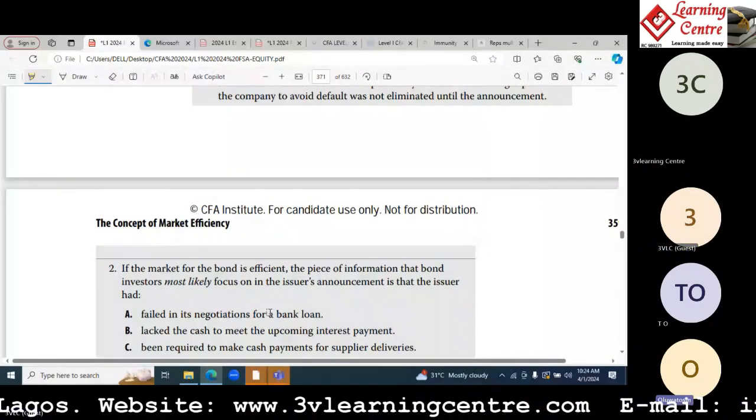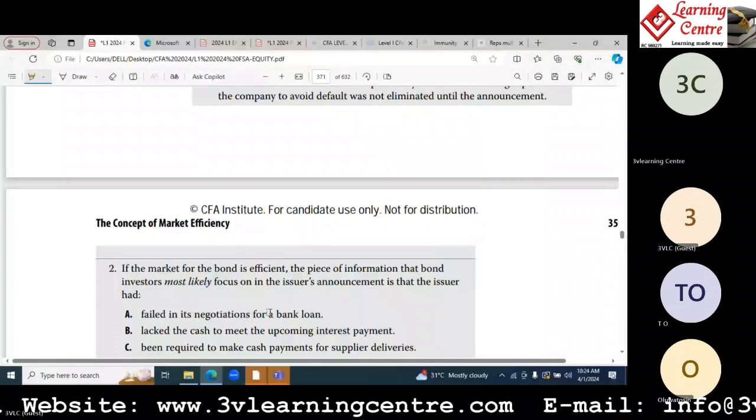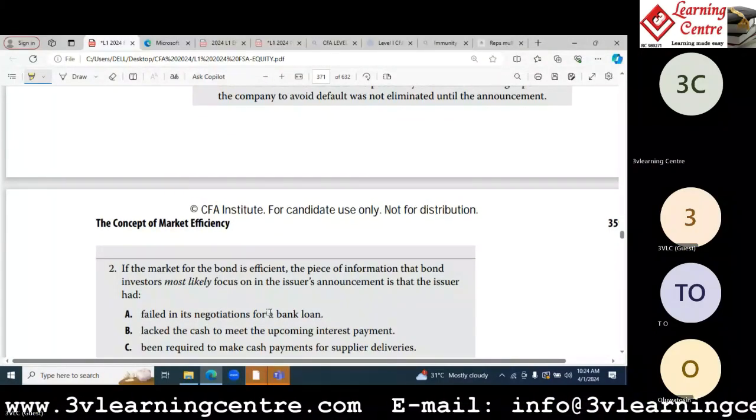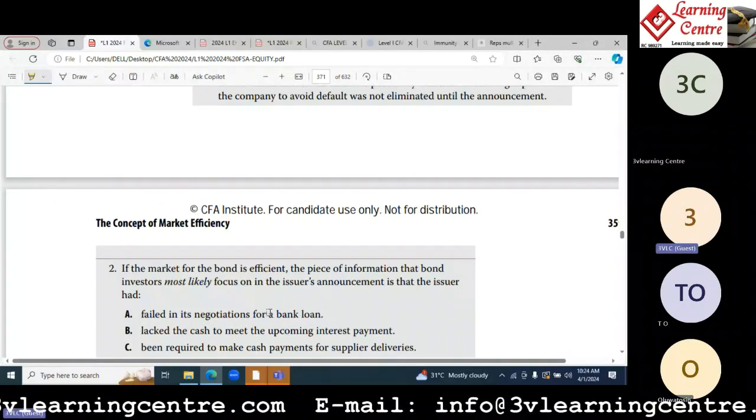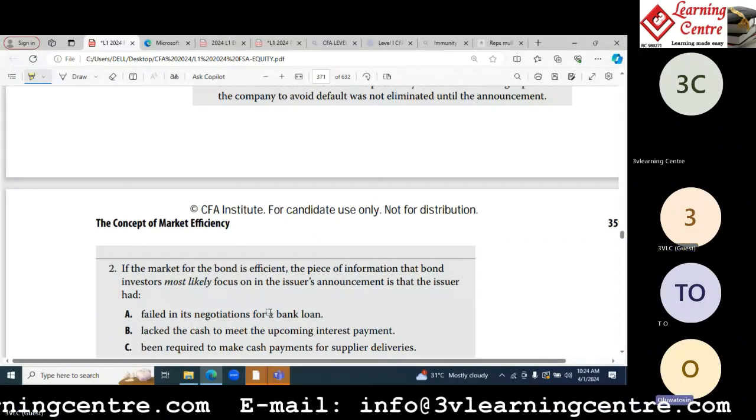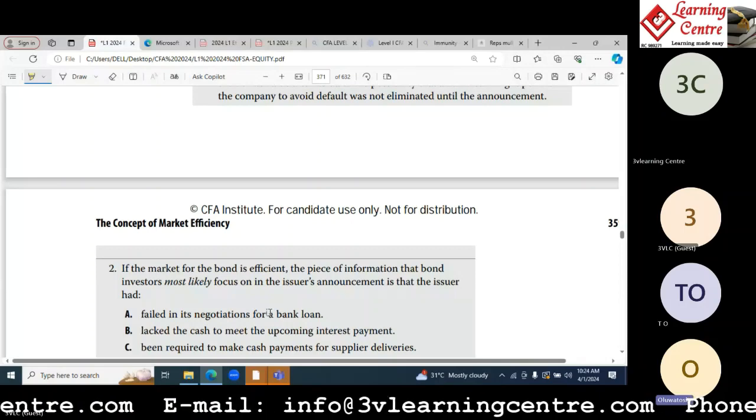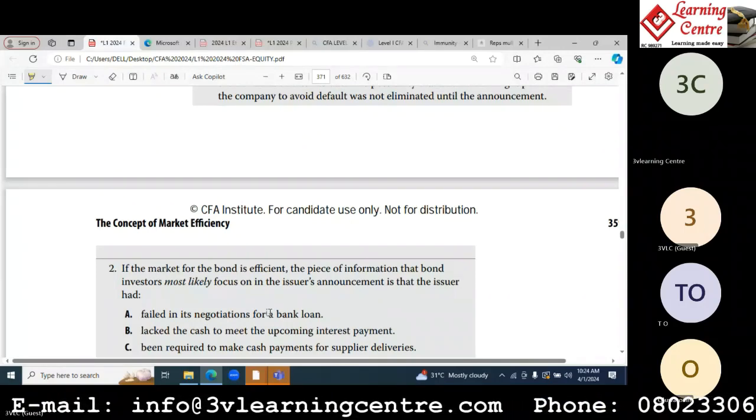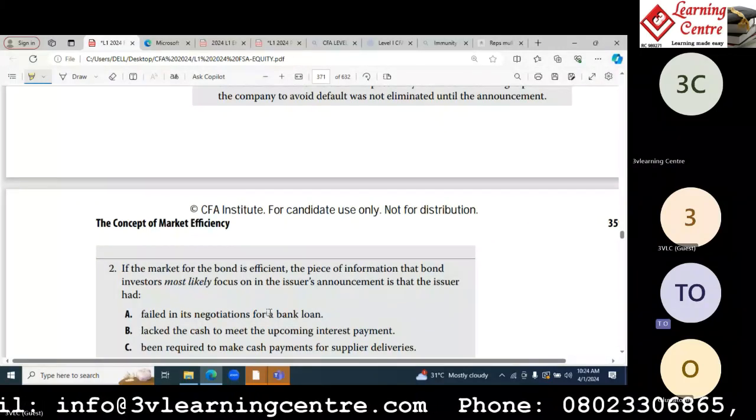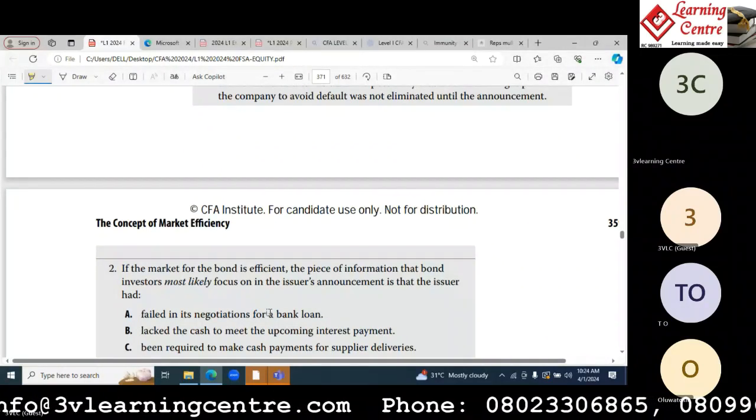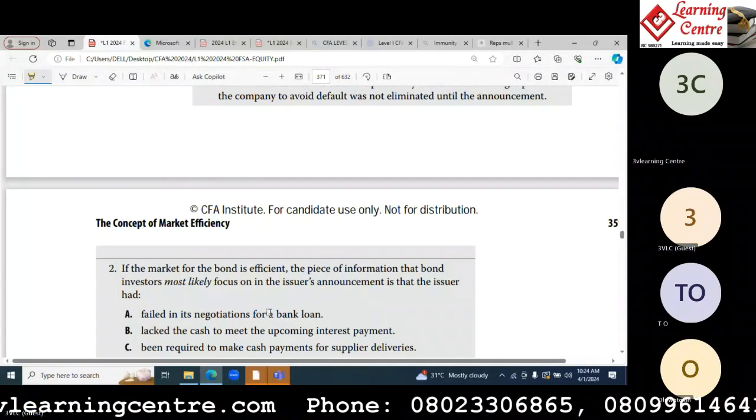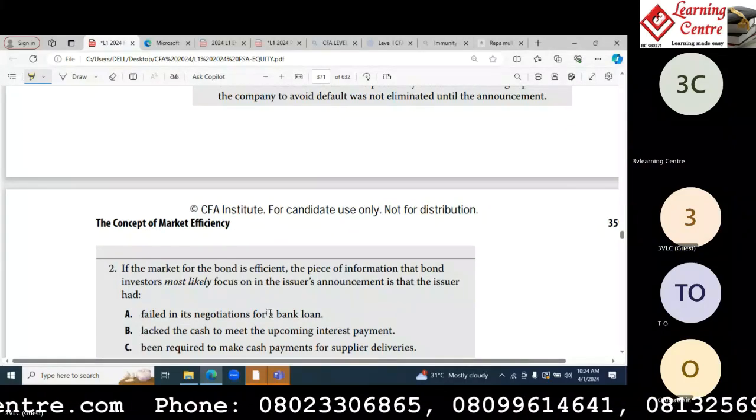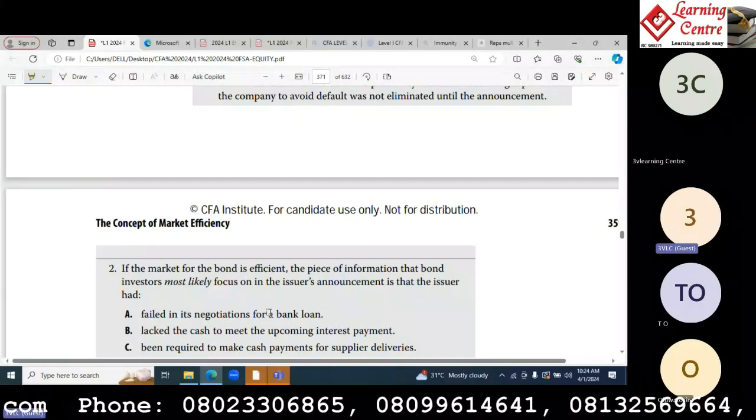Okay. Me, I will go for B. Is that Tosin? Yeah. Temitayo, what will you choose? I'll go for A. You will go for A. I'm almost tempted to go with Tosin to go for B. But let's see what the answer is.